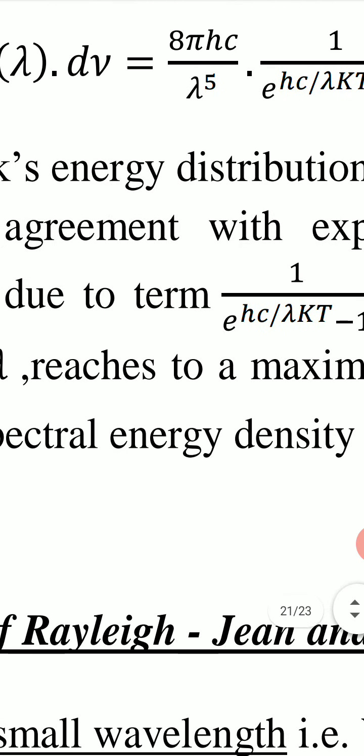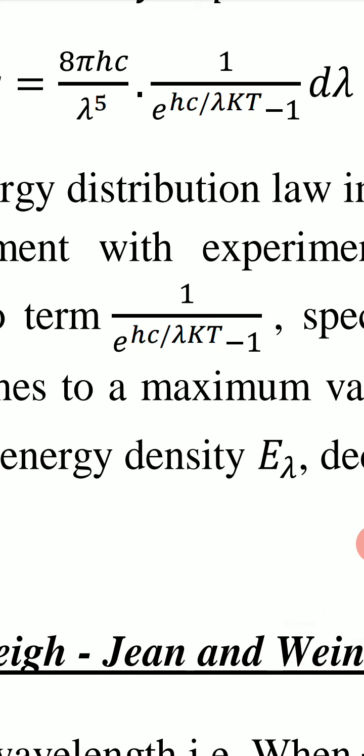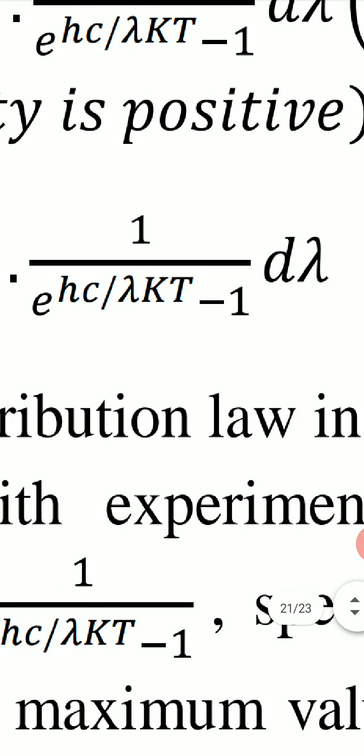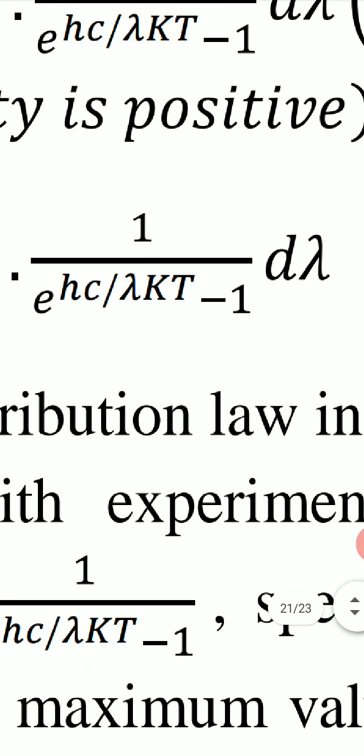Then this term in the exponential, hc upon lambda kT, will be very large. Then we can neglect 1 in comparison to this exponential e to the power hc upon lambda kT. So when lambda is small, hc upon lambda is much greater than kT, this exponential quantity will be very large in comparison to 1, so we neglect 1 here.